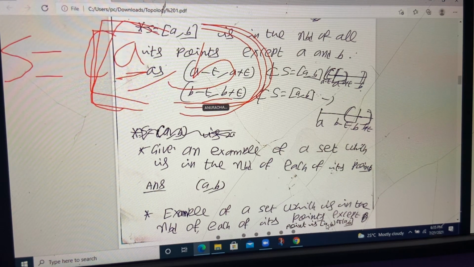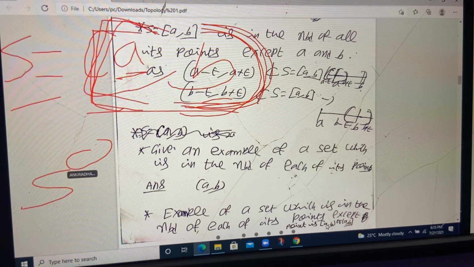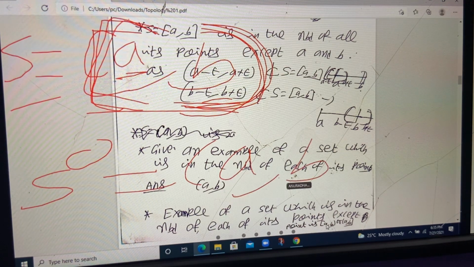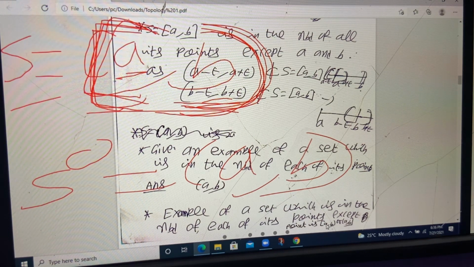So A is not an interior point, but everything inside is an interior point. Here we need not check for B because B is not included. But A is included in S, yet A is not an interior point. And in between, every point is an interior point. Therefore, what is S interior? Open interval (a, b). Note down this third example: semi-closed, left closed, right open, then S interior is the open interval (a, b). So for closed interval also, S interior is the open interval (a, b). For semi-closed also, the open interval (a, b). For open interval also, the open interval (a, b).